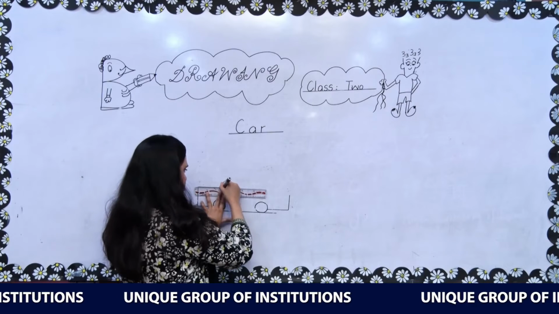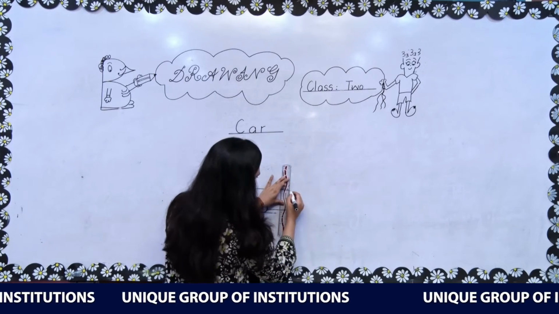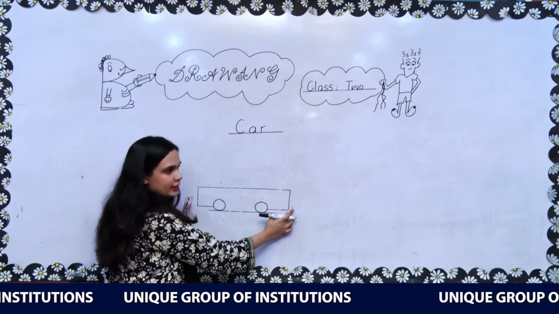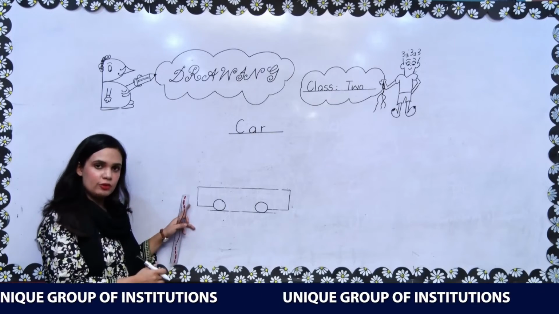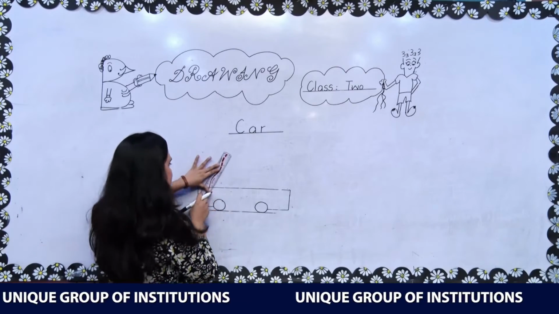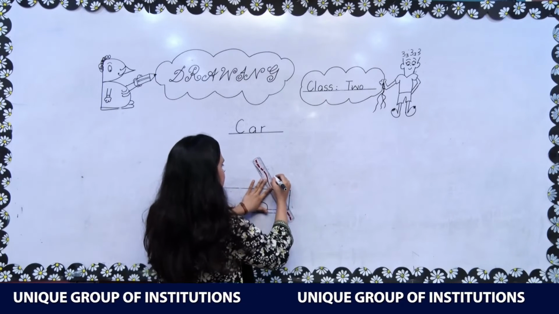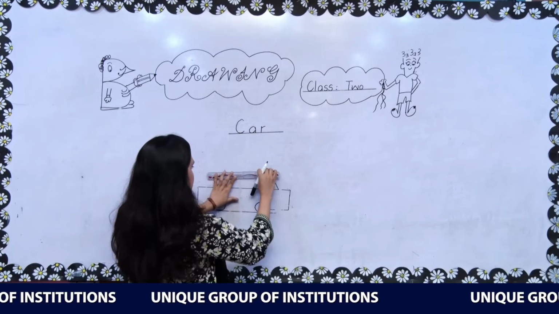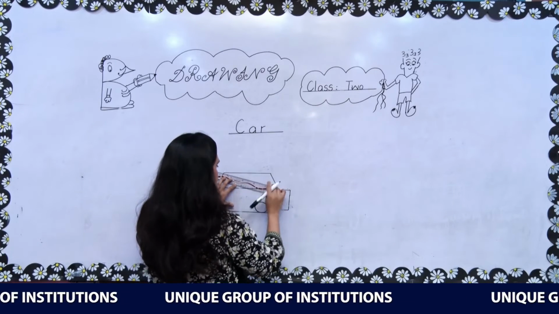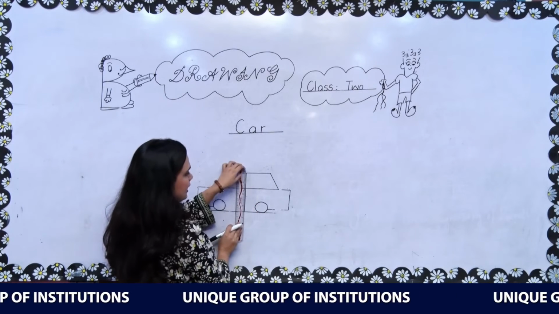Two standing lines, then a straight line, like this. First we make two circles, then we draw a rectangle. We are going to draw a car with the help of shapes. Firstly we draw two circles, then a rectangle, then make a slant line on the other side, then a straight line like this, then a straight line here with the help of the scale.